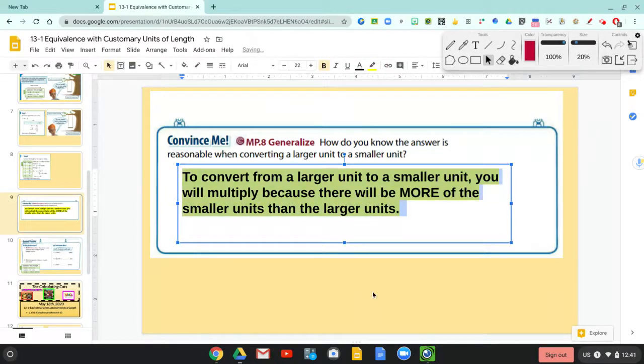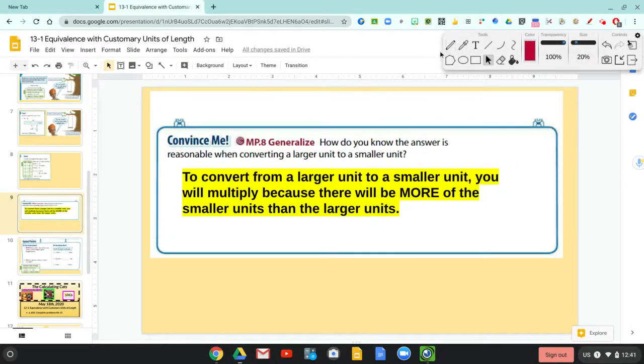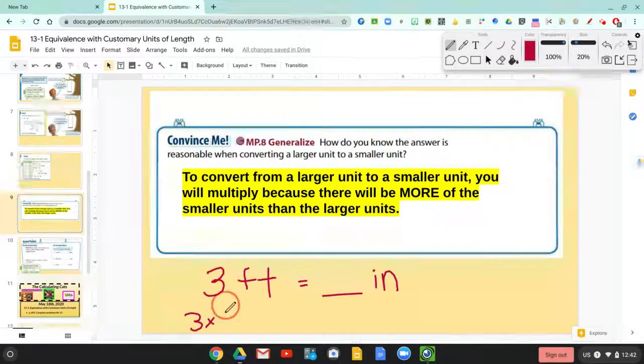for the convince me. Okay, so when you're converting from a larger unit to a smaller unit, so for example, if I'm converting from 3 feet and I'm converting that into inches, I'm going from a larger unit because feet are bigger than inches. And since there's 12 inches in 1 foot, I know I need to do 3 times 12. And 3 times 12 is 36.